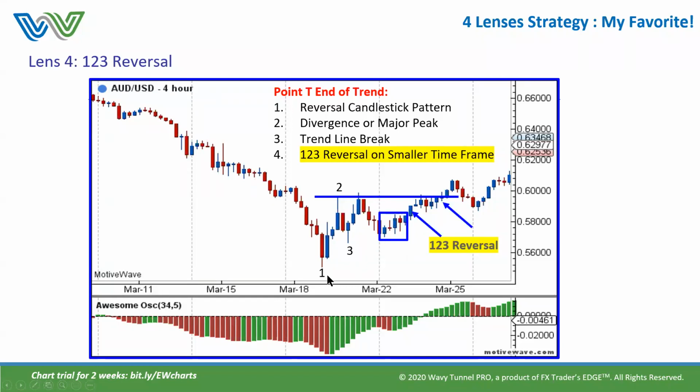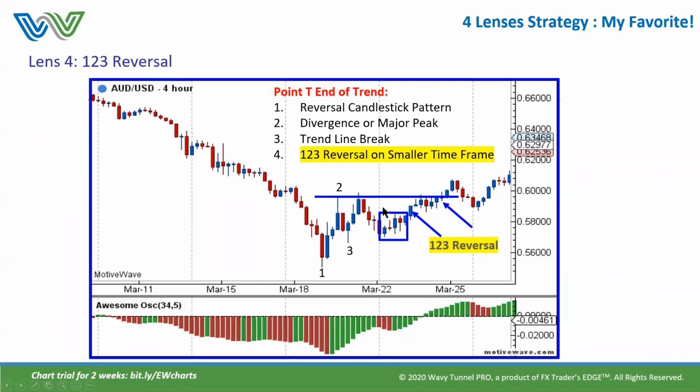So the 1, 2, 3 reversal just means that the point 1, and don't confuse this with the Elliott wave counts. It's not wave 1, it's point 1, which is the low on the visible chart. The market moves up, we label that a point 2. The market moves back down and corrects the initial move up, we label that a point 3. At this point, once we break above the point 2, that is a signal that the trend is changing direction, because we have higher highs and higher lows. Until this point, we're still within the downtrend.